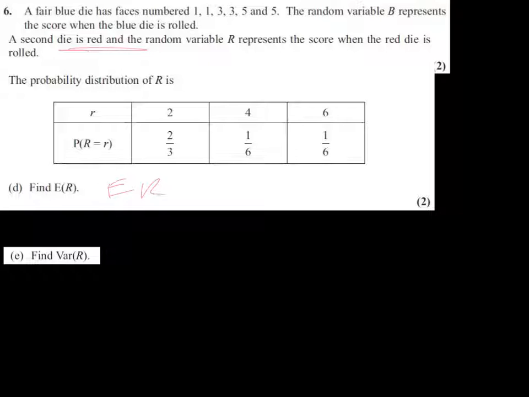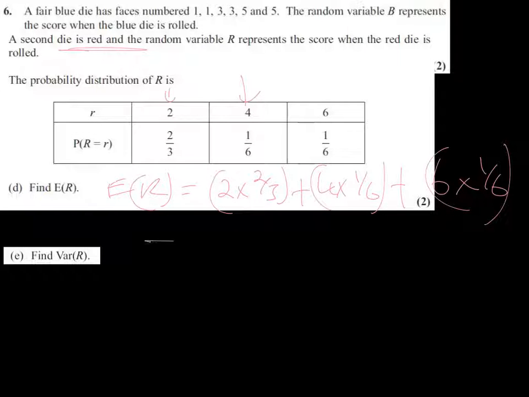So this time the expected value of R is going to be the first outcome, which is 2, multiplied by the probability of it occurring. And to that we're going to add the second outcome, 4, multiplied by the probability of it occurring, and the third outcome multiplied by the probability of it occurring. If we do all that and sum it together, we should find that the expected value for R is also 3. Part E then: find the variance of R.